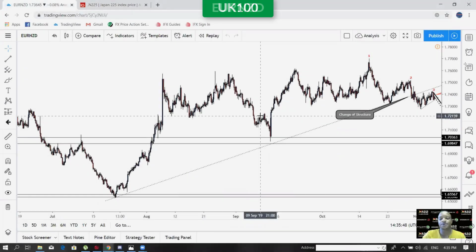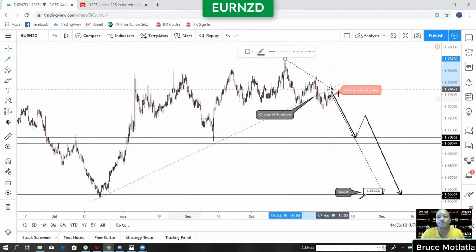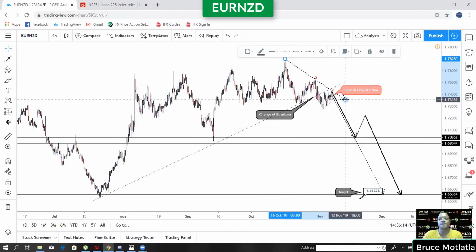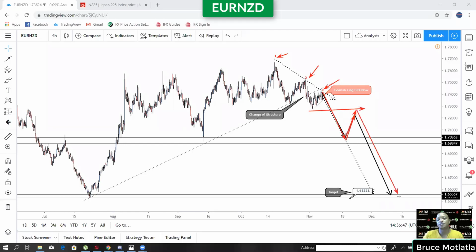This is our EURNZD. This is what we have. First of all, we look at this small trend line there, and then we look at this level here, our level 1, level 2, level 3. We're expecting price from that level 3 to push all the way down to that level. Maybe a small pullback to these lows here that will be taken out, maybe a small pullback, and then we can have another sell going down there.